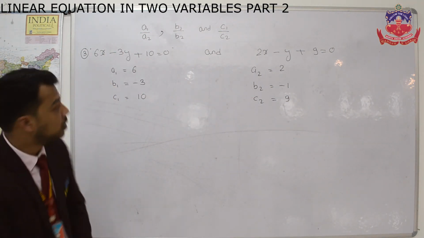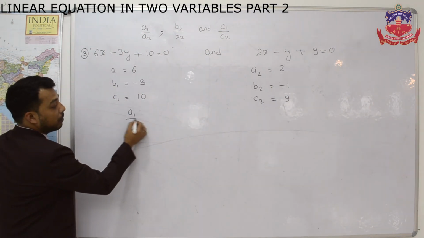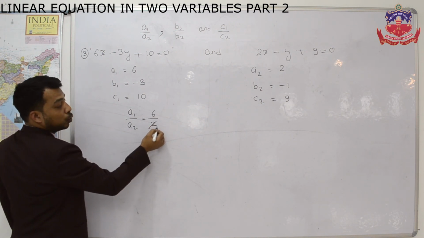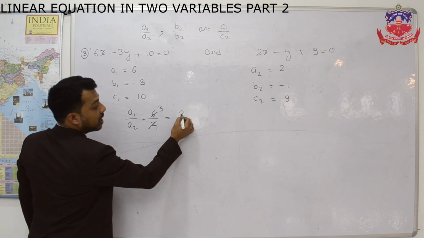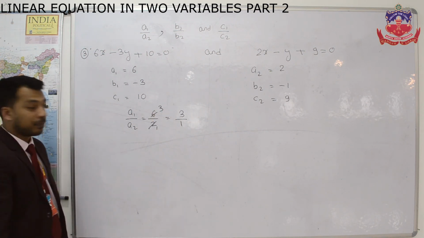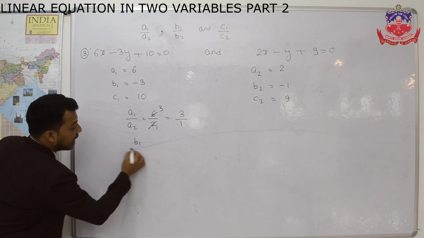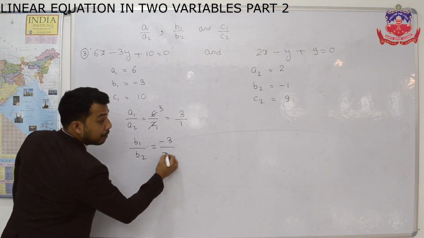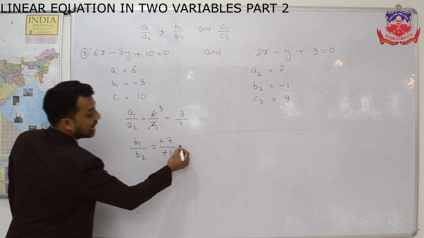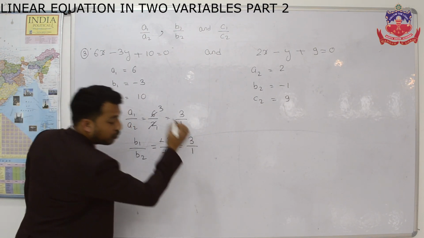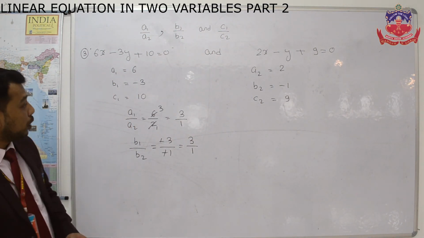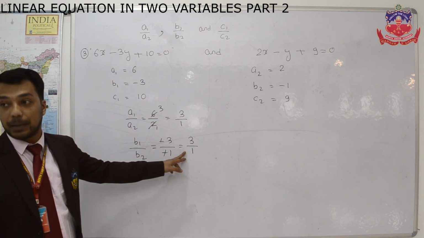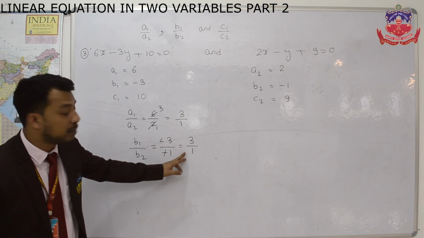Once we have the values, now you find the ratios. A1 by A2 will be 6 by 2. Let's cancel this: 2 ones are 2, 2 threes are 6. So you have the answer 3 by 1. Let's find the ratio for B, that is B1 by B2, which will be minus 3 divided by minus 1. Minus minus gets cancelled, so the answer left is 3 divided by 1. So we find that the answer for the A ratio and B ratio is the same, 3 divided by 1 and 3 divided by 1.